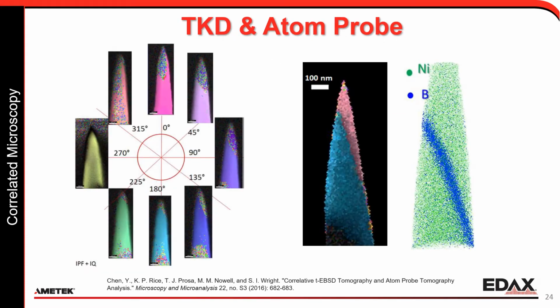I mentioned TKD. This is just an example of using TKD to look at the three-dimensional nature of a grain boundary crystallographically using EBSD, and then link that with the atomic species that we were able to get from the Atom Probe data. There are other examples of using EBSD to find features of interest and then FIB those features out and put those in the Atom Probe for further inspection.